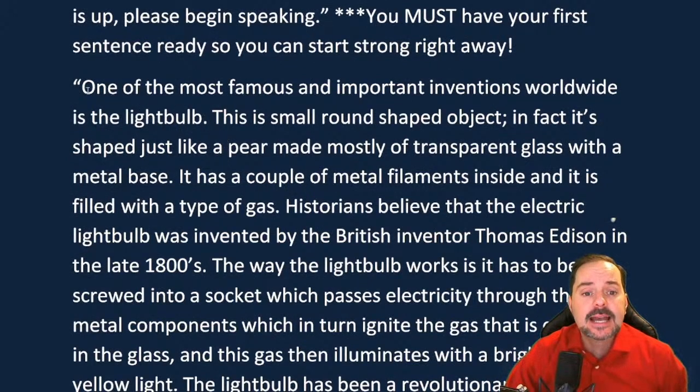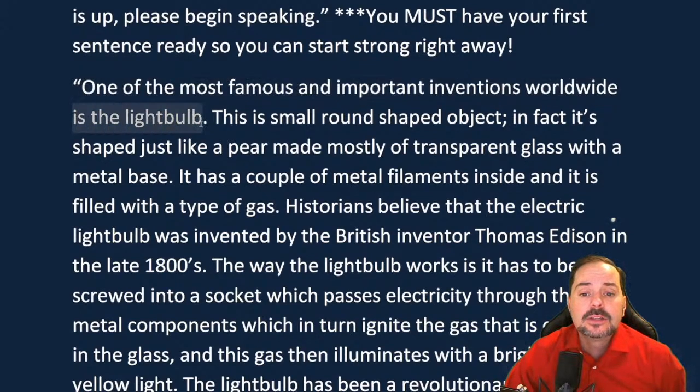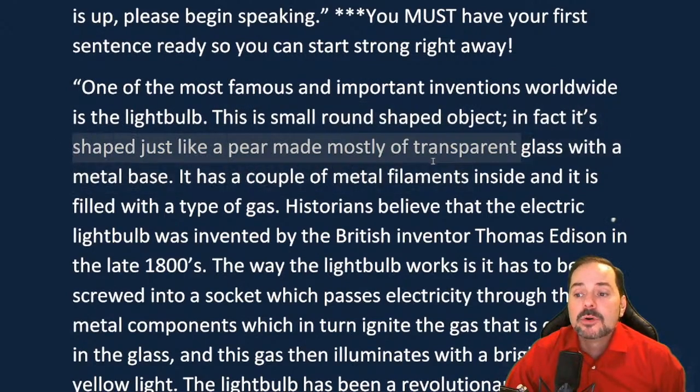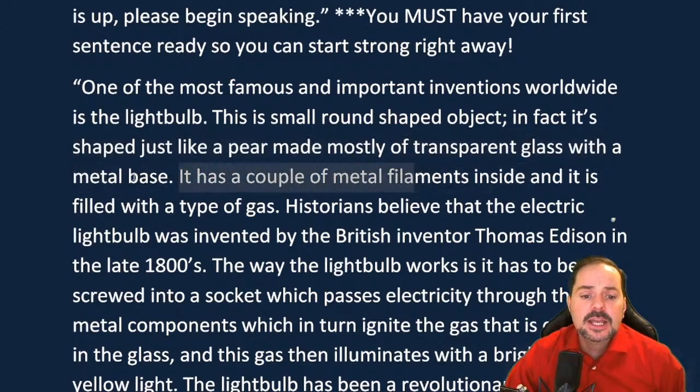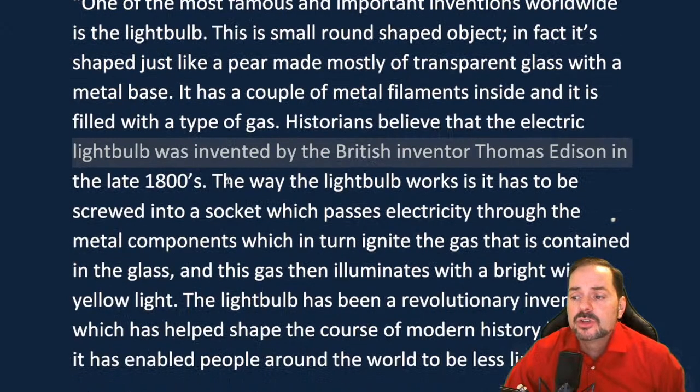So repeat after me. One of the most famous and important inventions worldwide is the light bulb. This is a small round-shaped object. In fact, it's shaped just like a pear and made mostly of transparent glass with a metal base. It has a couple of metal filaments inside, and it's filled with a type of gas. Historians believe that the electric light bulb was invented by the British inventor Thomas Edison in the late 1800s.